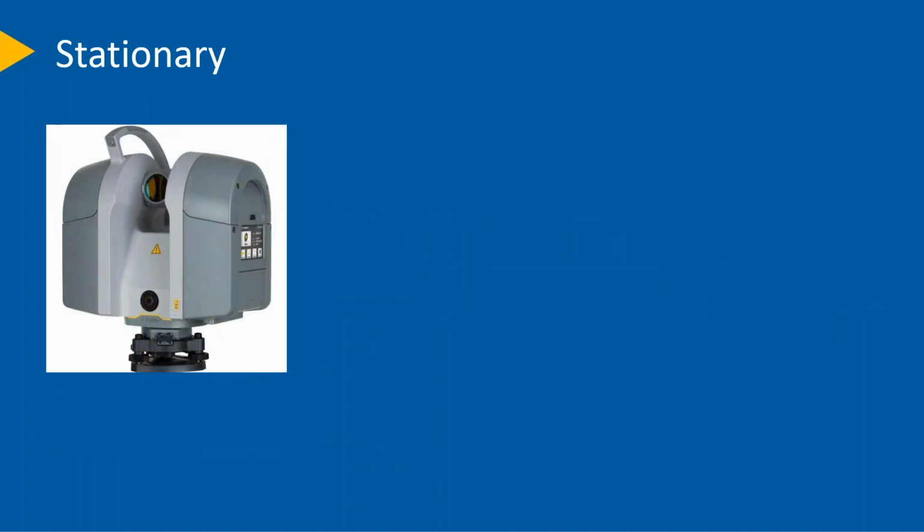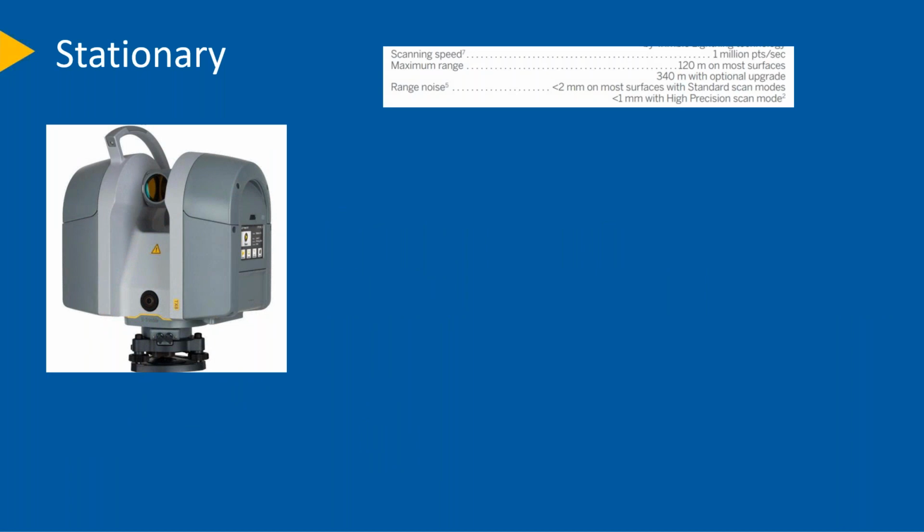Now, with a stationary laser scanner, this is just an example of what a data sheet could look like. So this is the TX8 data sheet, and I'm not showing the whole sheet, I'm just highlighting the important parts here. We look at the scanning speed. So this is telling me that it's scanning at 1,000,000 points per second. And then I'll look down and I'll look at the range. How far can I scan with this? So you see that it's got a range of up to 120 meters on most surfaces.